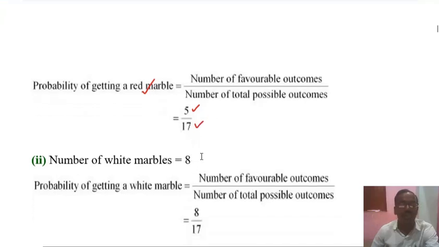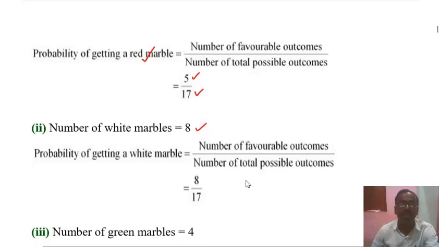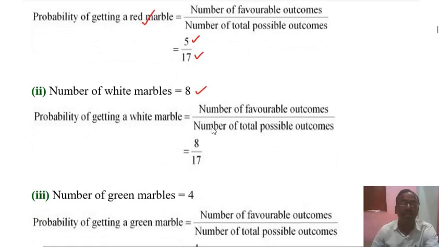Number of white marbles is 8. So probability of getting a white marble equals number of favorable outcomes, which is number of white marbles, and number of total possible outcomes, it means number of total marbles. So we put here 8 by 17. So the probability of getting a white marble is 8 by 17.